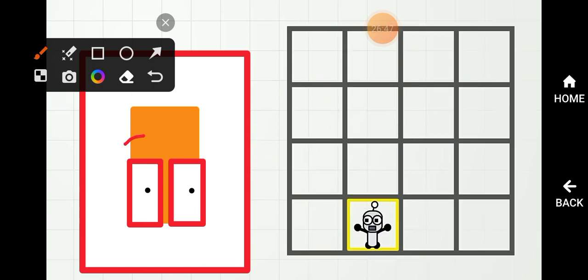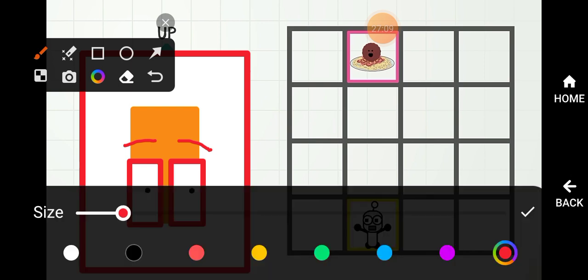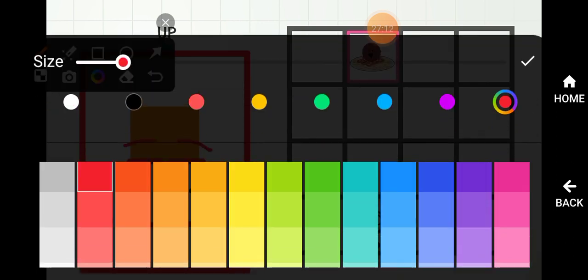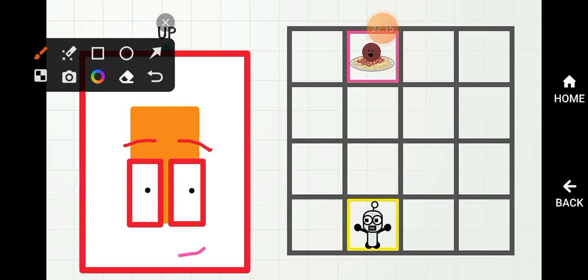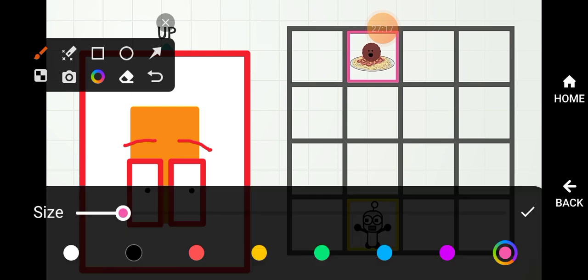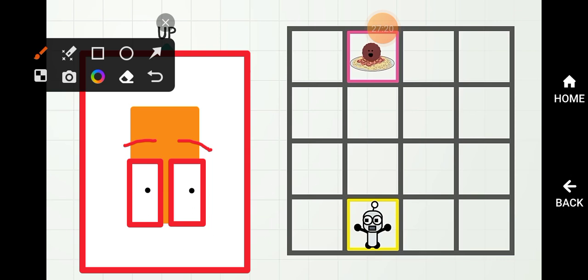And the Tiny Robot is hungry. Luckily, there is a plate of spaghetti here. We need to tell Tiny Robot how to get to the plate of spaghetti using these 4 different directions. Up, down, left, and right. And we need to tell Tiny Robot the distance, or how far to go, using the number of squares. Okay, now, which direction should Tiny Robot go? Maybe we could do the first one together.